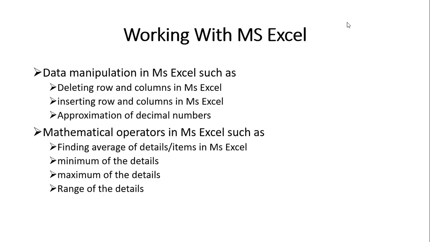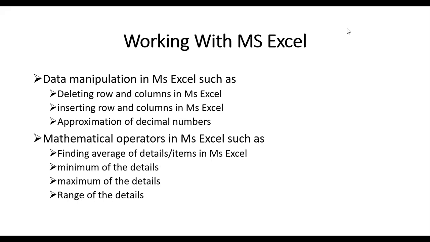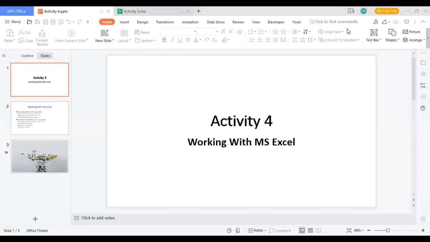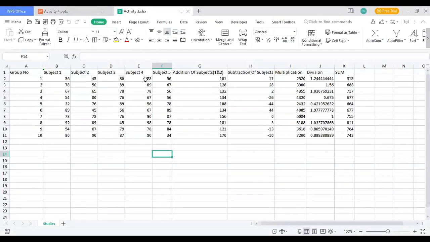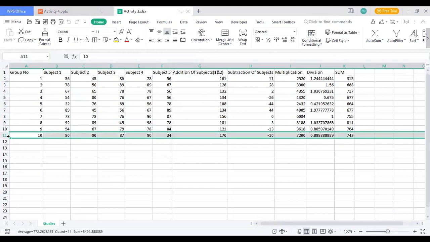Now, this is our Excel. As you can see, this is our Excel. Now from here, you can see that from the last period we ended with how to find the addition, subtraction, multiplication, division, then sum. Now let's see how you can delete the row or column. Take an example. You want to delete maybe the 11th. So simply click it, then you right click.